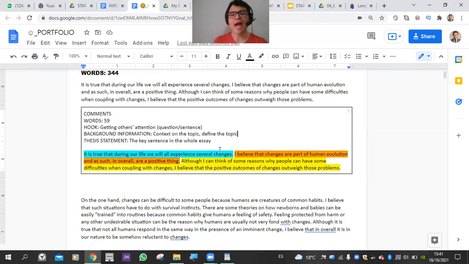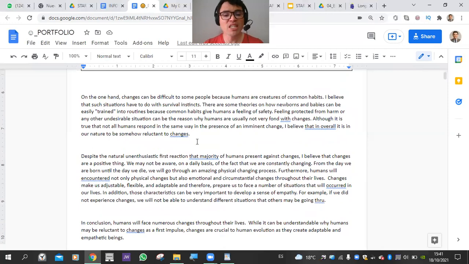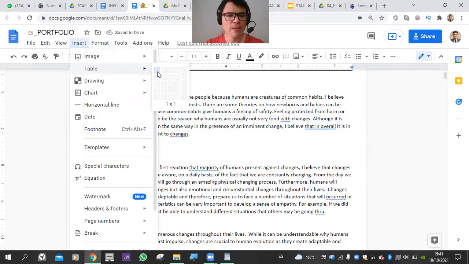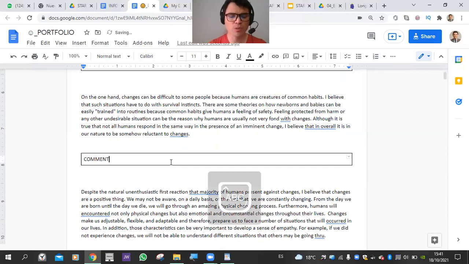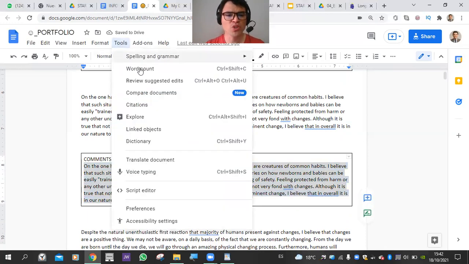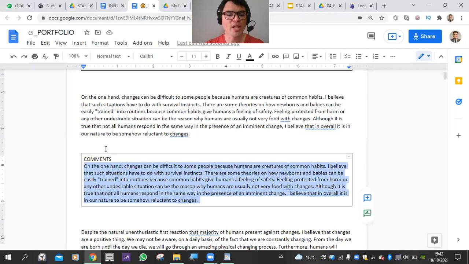But in this case, we have just one sentence as part of the background information, and especially if you're aiming at a C2 exam, a certification, you will need something more consistent. But we have the three ingredients, so to speak, here. Now, we want to find the other ingredients in the other paragraphs. And this is the first body paragraph. So I will put my comments here and paste everything here and see how many words this has. This paragraph has 111 words.